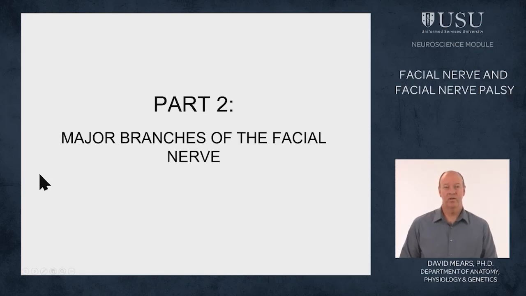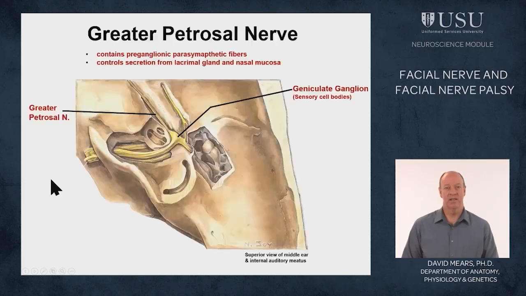Okay, so here in part 2, we're going to talk about 2 of the major branches of the facial nerve that come off while it's in the petrous temporal bone. These branches actually don't innervate any muscles, but they are carrying out the parasympathetic and the special sensory functions of the facial nerve. So the first is the greater petrosal nerve, and this is a purely parasympathetic nerve. It contains those parasympathetic neurons that ultimately are going to control secretion of tears from the lacrimal gland, as well as secretion from the nasal mucosa.